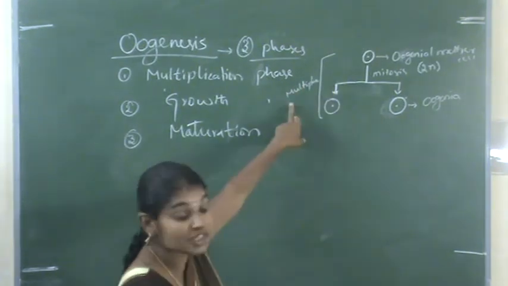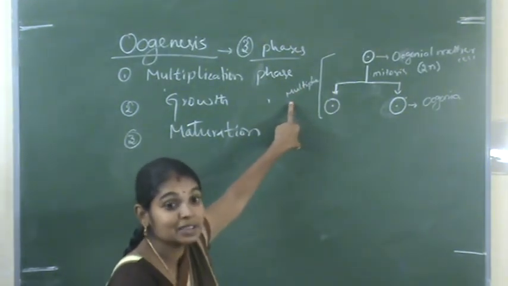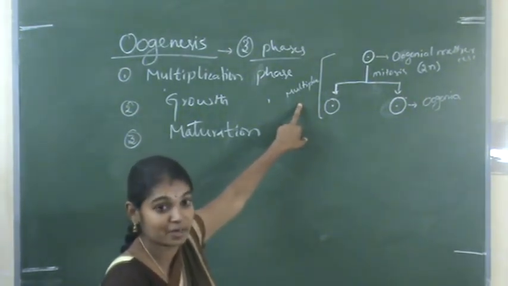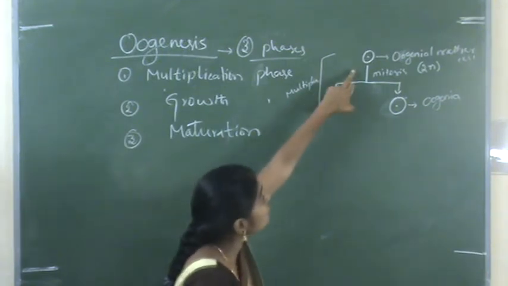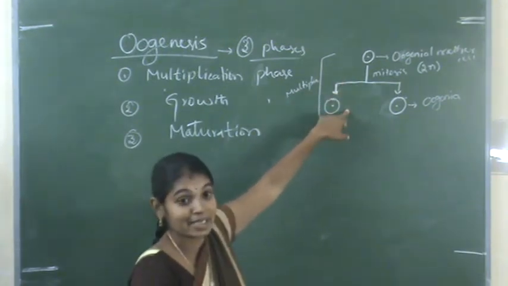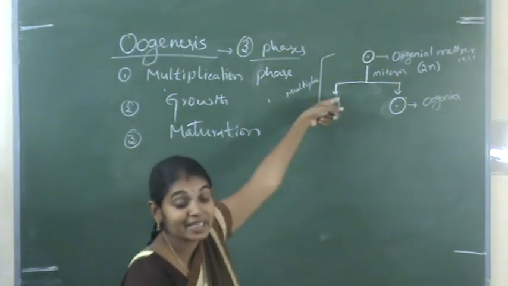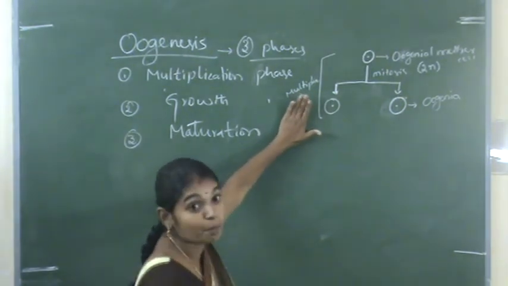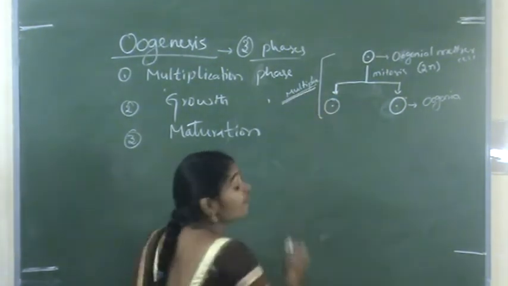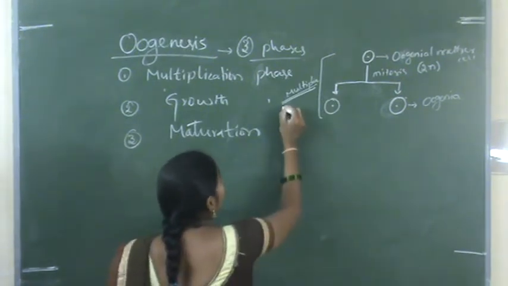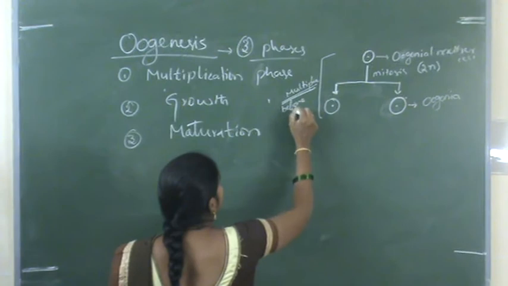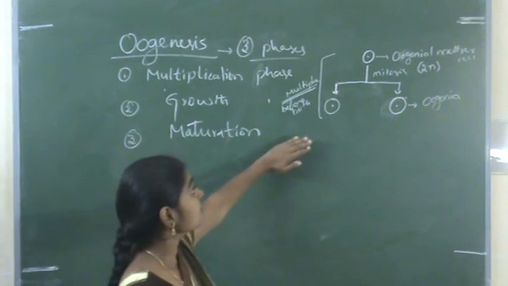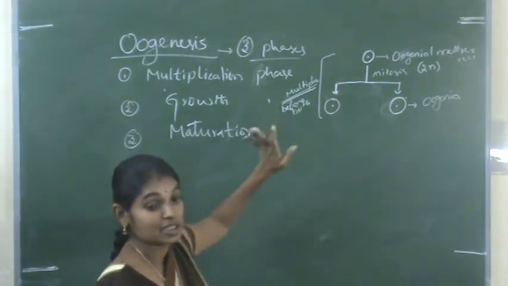And this multiplication phase is found in the first month of the gestation period. Due to this mitotic cell division, the number increases from 1700 to 7 lakhs. So this is all before birth. The multiplication phase takes place before birth, so up to this point, before birth, this process takes place.